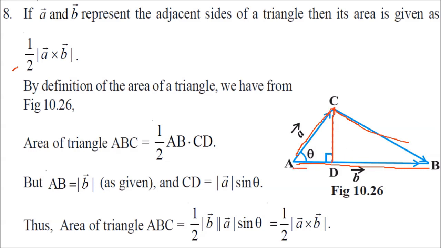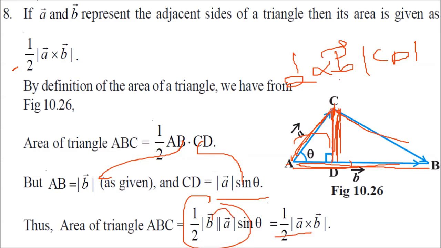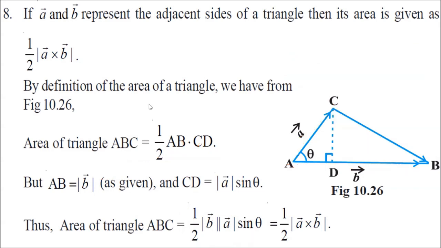Half into base, that is b, into the altitude, that is CD. But what is CD? If you take sine theta, that is perpendicular by hypotenuse, so CD is nothing but a sine theta. So you can place b here, and in this place you can place a sine theta. So this will be half into b into a sine theta, because this is magnitude. This will be half a cross b, simply the cross product by 2.